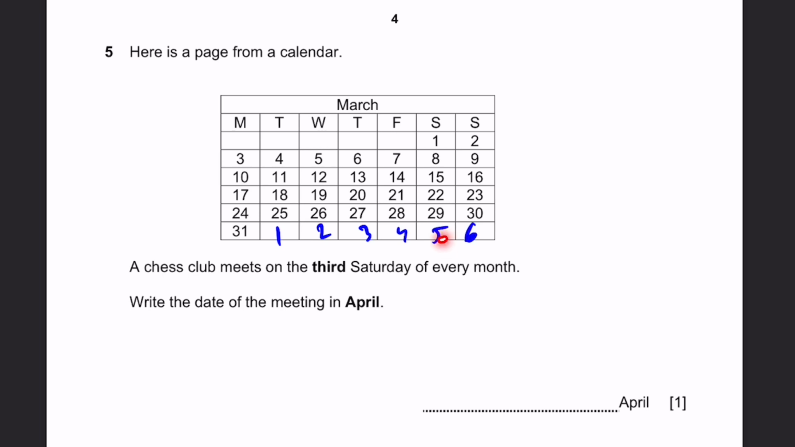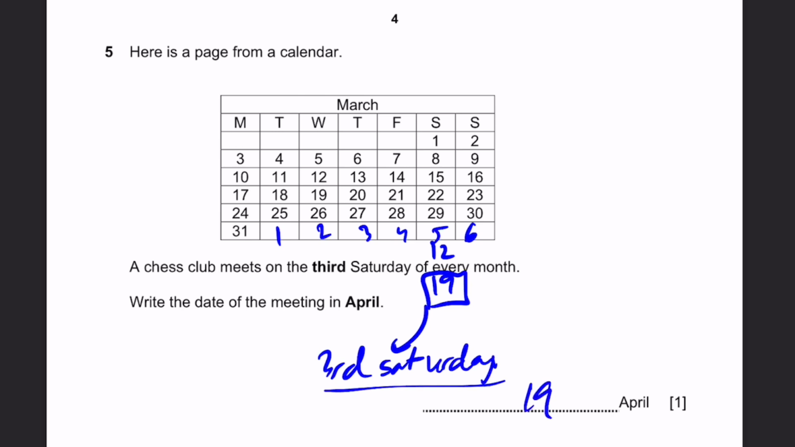And then every 7 days, it becomes the same day. So 5th April is a Saturday, that means 12th is a Saturday, and 19th is also a Saturday. This is the 3rd Saturday of April. And therefore, 19th April is the answer.